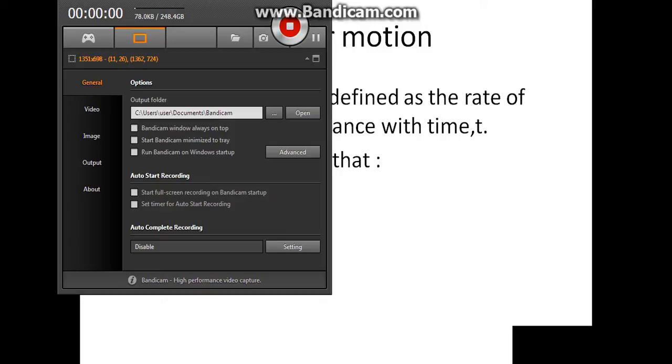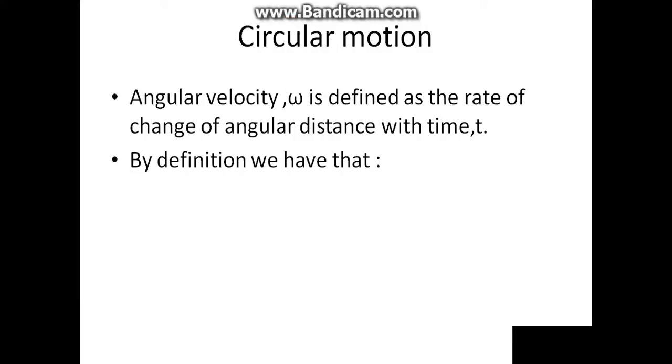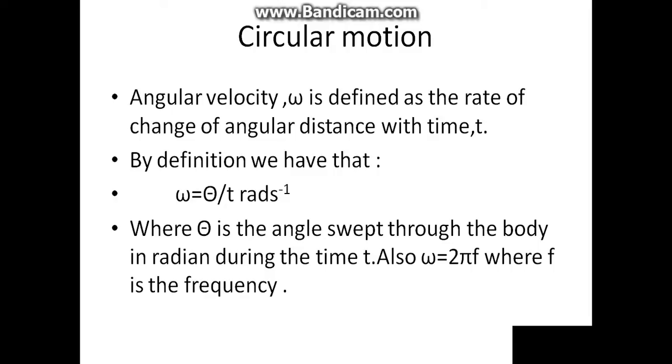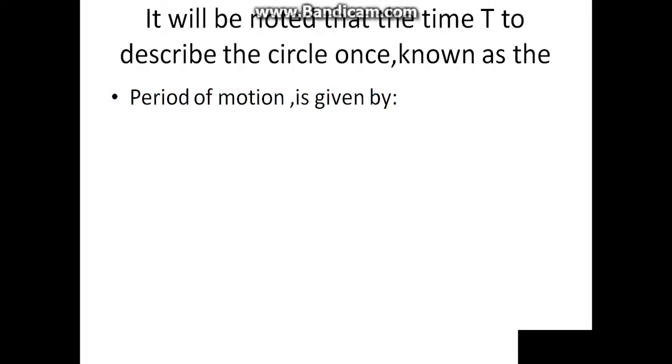the body in radians during the time t. Also, phi is equal to 2 pi f, where f is the frequency. It will be noted that the time capital T to describe the circle once, known as the period of motion, is given by capital T is equal to 2 pi over phi radians.